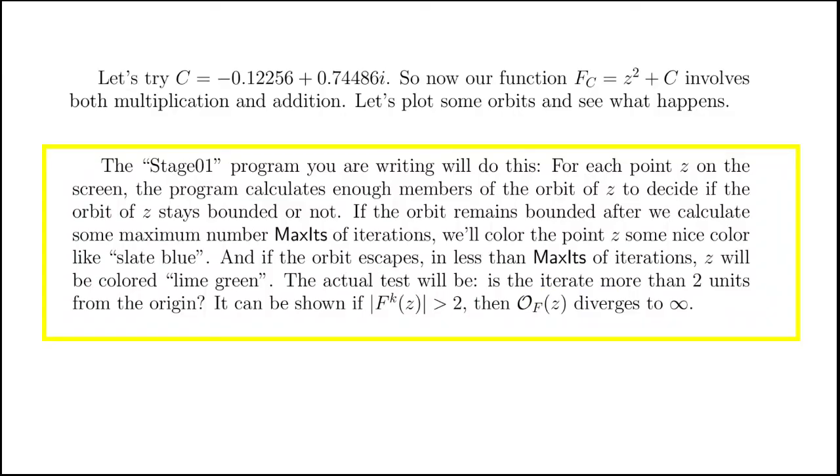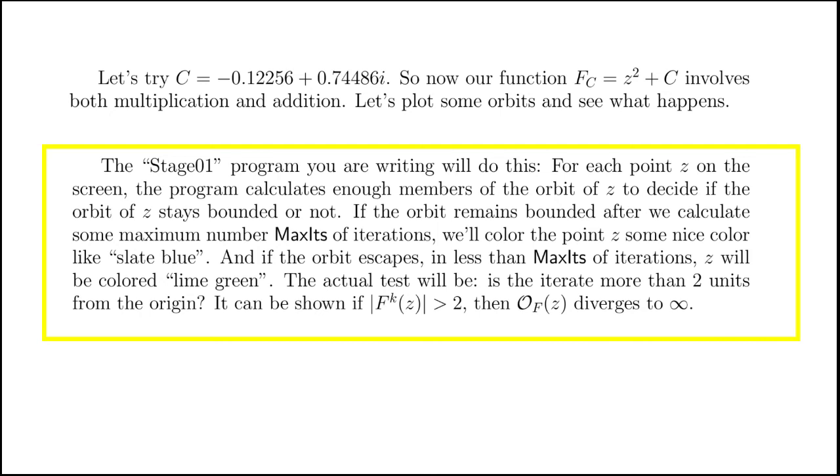For each point z on the screen, the program calculates enough members of the orbit of z to decide if the orbit of z stays bounded or not. That is, whether it's in the filled Julia set or not. If the orbit remains bounded after we calculate some maximum number maxits of iterations, we'll color the point z some nice color like slate blue. And if the orbit escapes in less than maxits of iterations, z will be colored lime green.